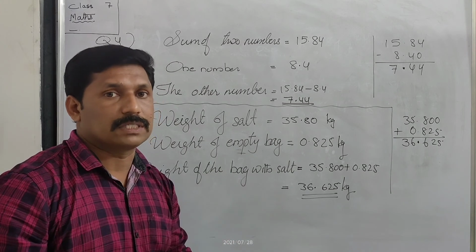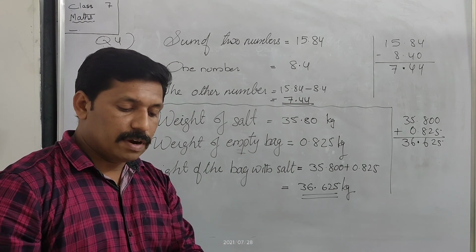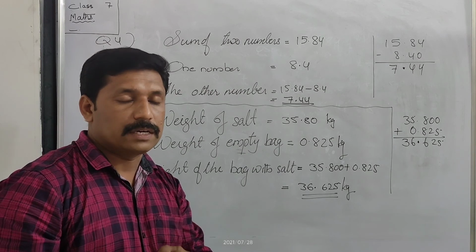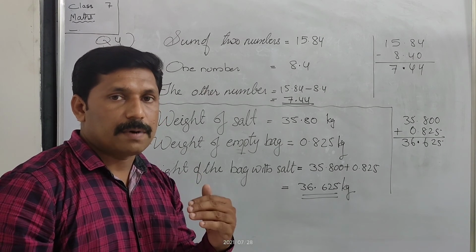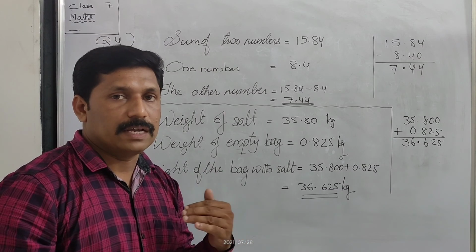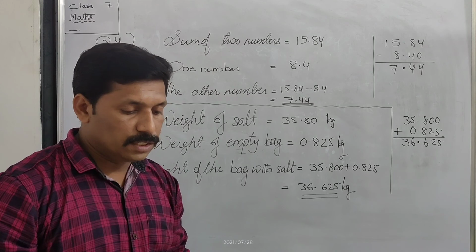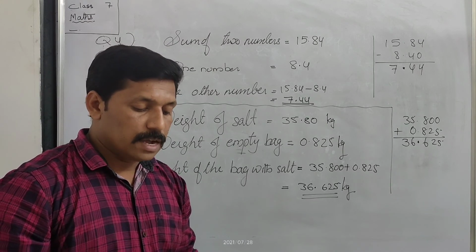Means before cutting, what was the length? For that, what we want to do, we want to add the part that is cut off with the part that is remaining. The remaining part and the cut off part, if we add, we get the total length of that rope. That's a homework for you. So this is today's work and today's class.